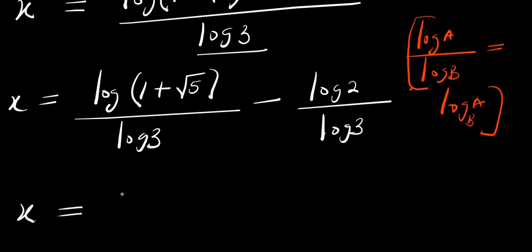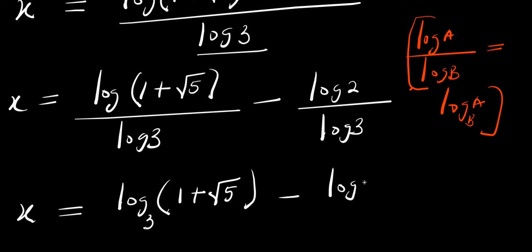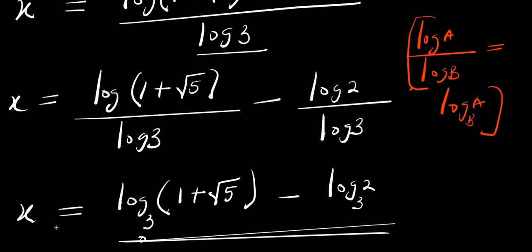We got x equals log of 1 plus root 5 to the base of 3, minus log 2 to the base of 3. So this becomes our final answer.